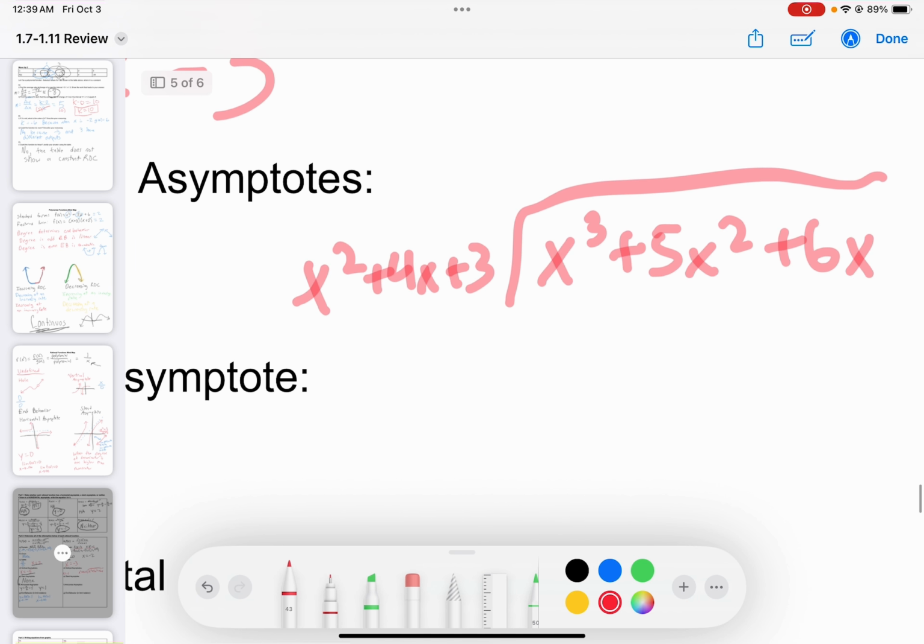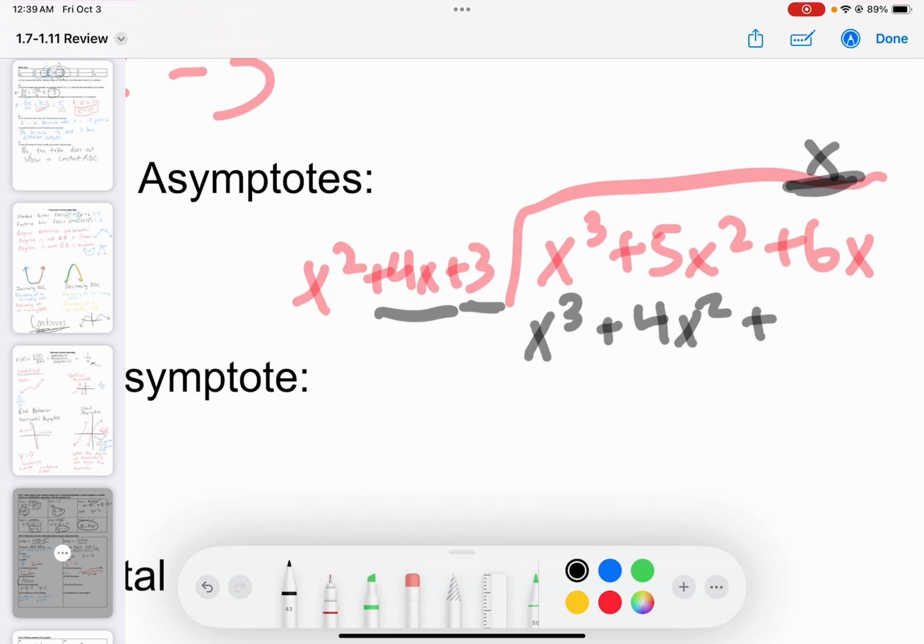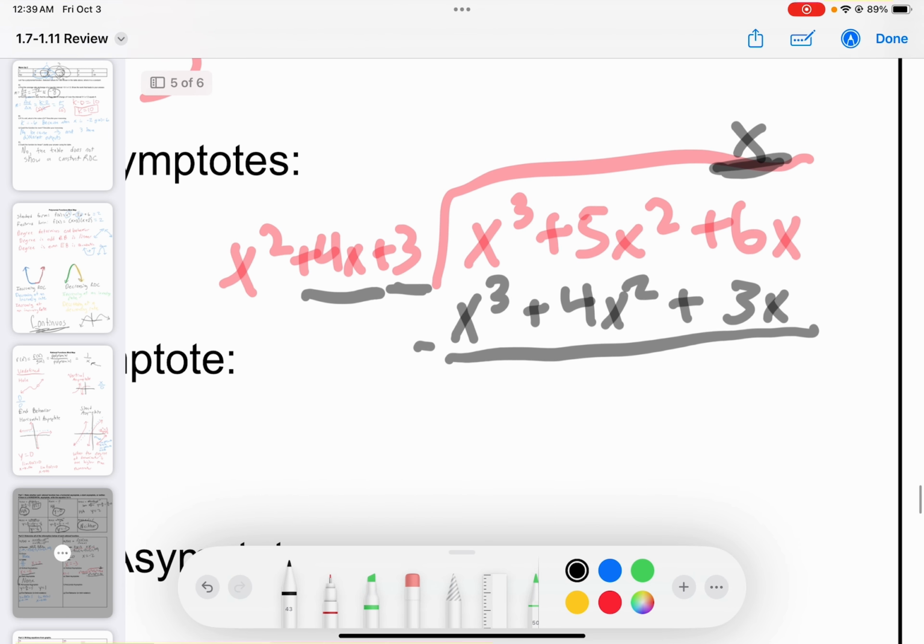All right, I'm asking myself, what do I need to multiply x squared by to get x cubed? Well, that is x, so I can write my x up here. x squared times x is x to the third. 4x times x is positive 4x squared. 3 times x is 3x. And just like with regular long division, I'm going to subtract. These cancel. 5x squared minus 4x squared is 1x squared, and 6x minus 3x is 3x.